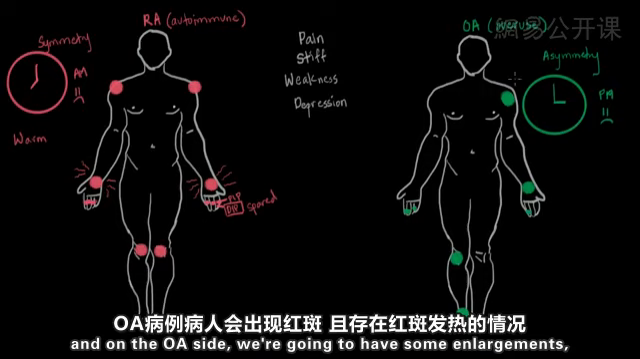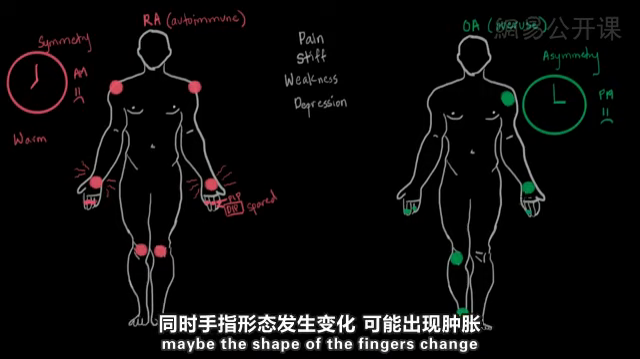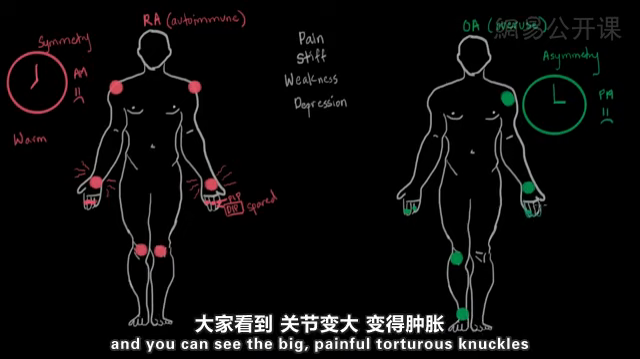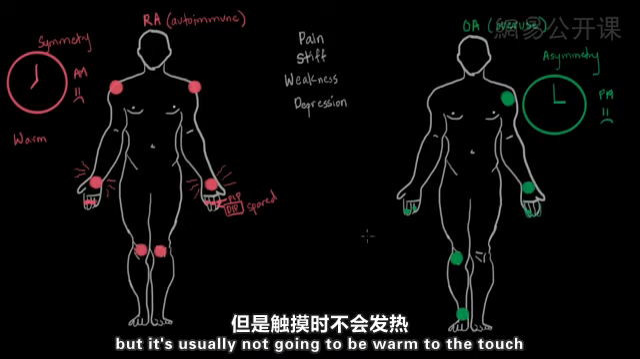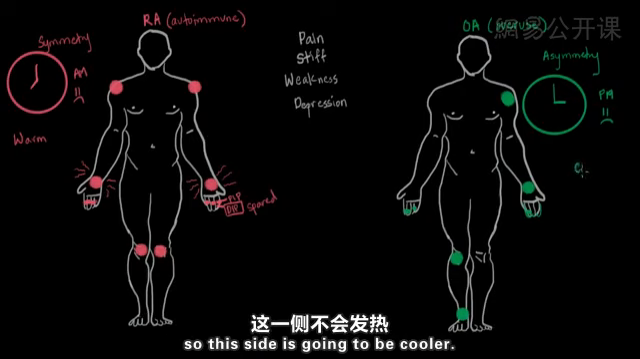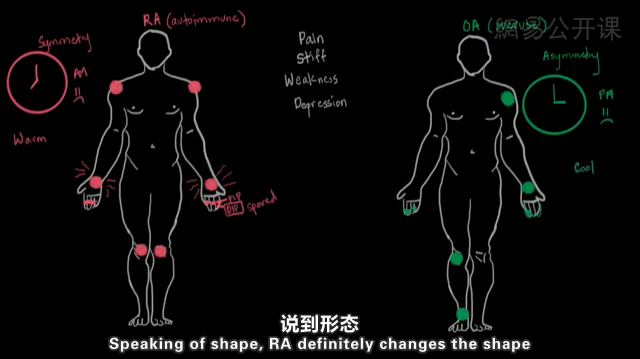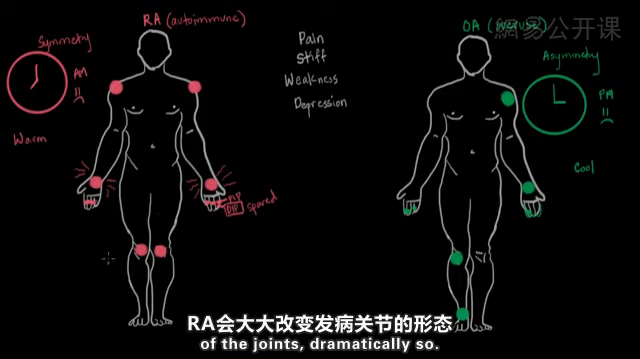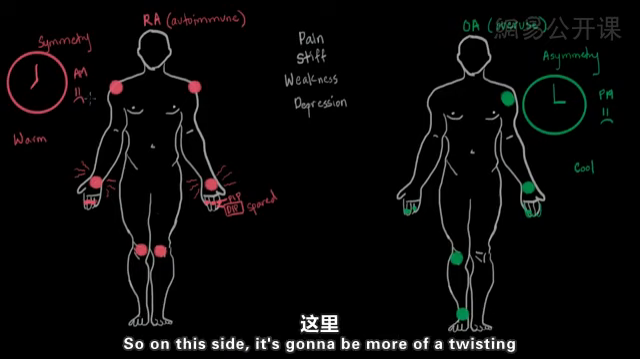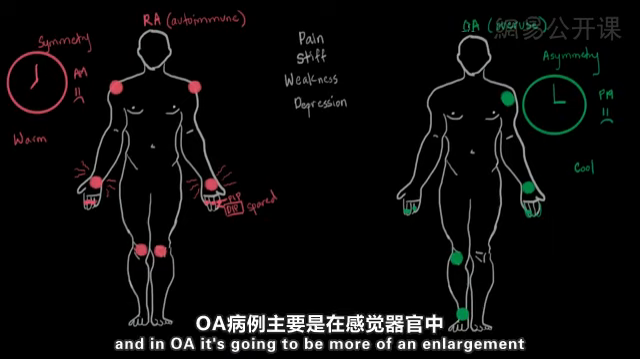And on the OA side, we're going to have some enlargement. Maybe the shape of the fingers changes, and you can see the big, painful, tortuous knuckles. But it's usually not going to be warm to the touch, so this side is going to be cooler. Speaking of shape, RA definitely changes the shape of the joint, dramatically so. So on this side, it's going to be more of a twisting, different shape of the joint, and in OA, it's going to be more of an enlargement.